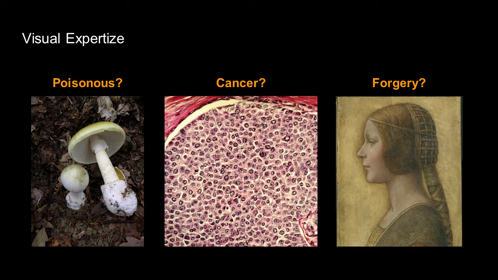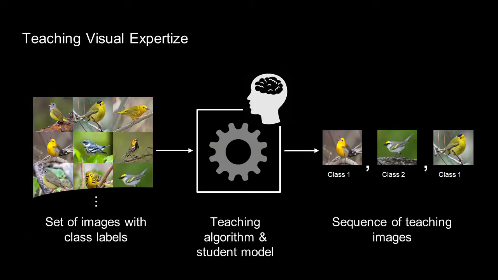Humans have powerful visual recognition abilities that enable us to perform complex image understanding tasks. However, attaining expertise in challenging visual domains can be a long process, requiring large amounts of training. In this work, we address the problem of teaching visual categories to human learners.